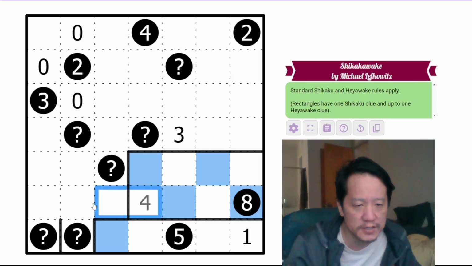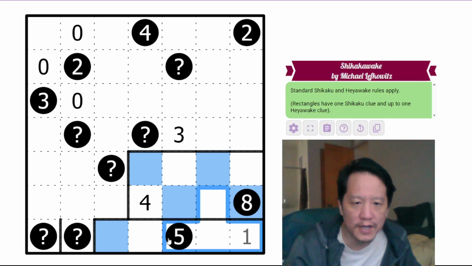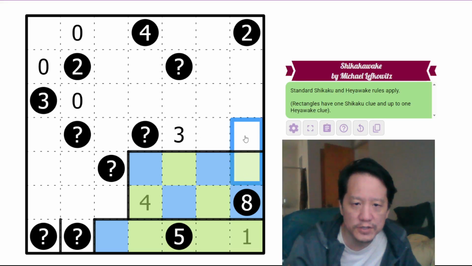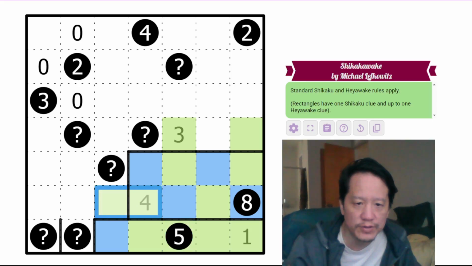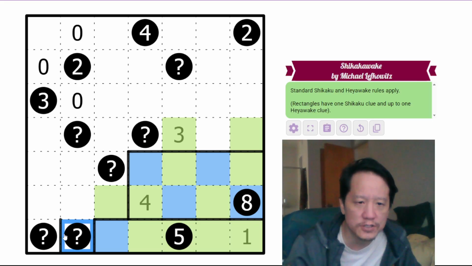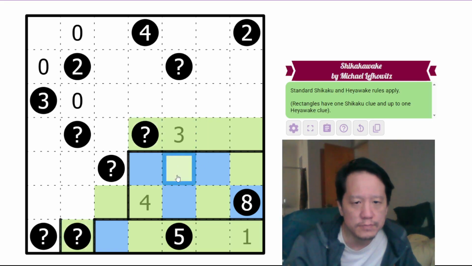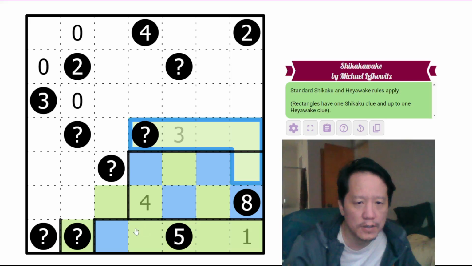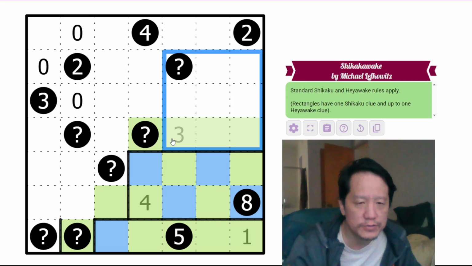Okay, so this must exit out here. So, okay, these have to be green. This is green, this is green. So these must be green here to be orthogonally connected. Same with this. This can't be blue because it shares an edge with a blue cell. So this is green, this is green, this is green. Okay. That would be interesting there.